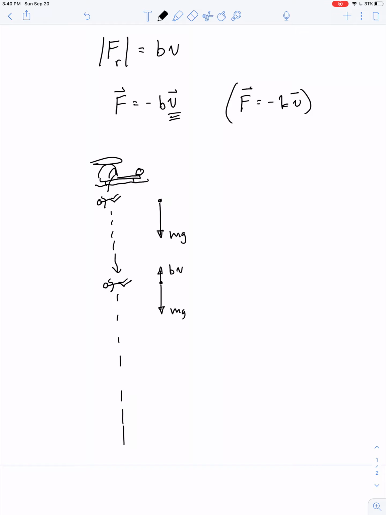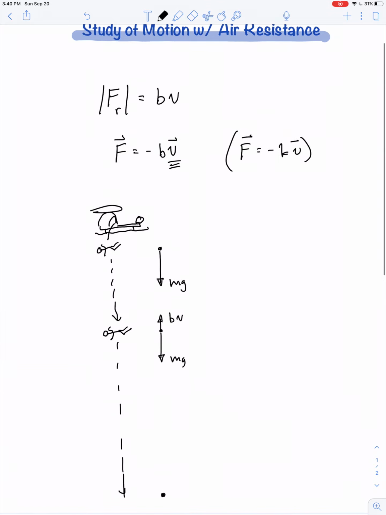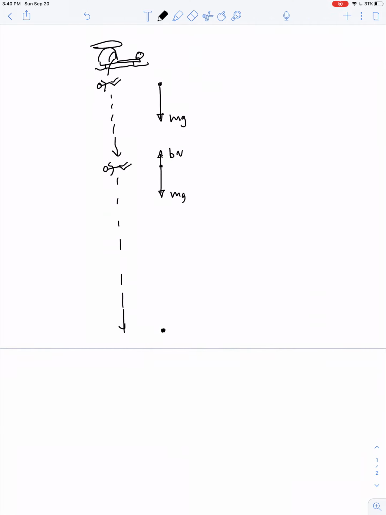And he falls even further, continuing to gain speed. At some point, he'll gain enough speed that BV will calculate to be just as great as mg. Well, no matter what, the value of mg isn't going to change, right? This person weighs the same no matter how fast they're moving. But the resistive force is velocity dependent. So at this point, if the two forces are equal in magnitude, then the net force is 0, the acceleration is 0, and we say that the skydiver has reached terminal velocity.